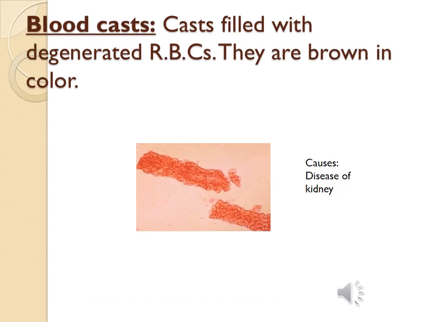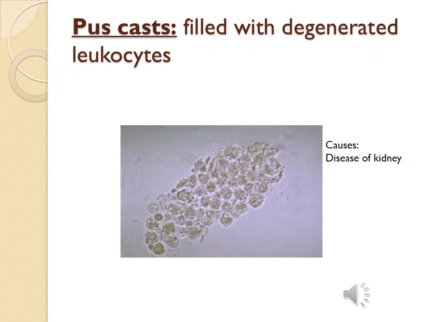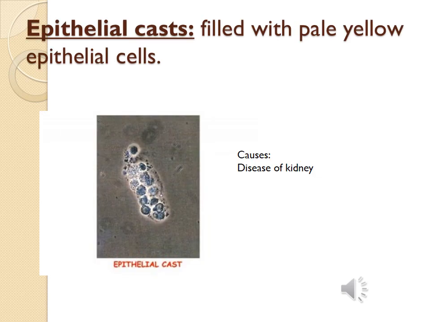RBC cast is reddish brownish in color, and if present, again it indicates disease of the kidney. This is how the WBC cast or pus cast looks. The cells in the cast are granular with granular cytoplasm. If casts are present, it indicates disease of the kidney. Casts of epithelial cells show bigger epithelial cells in the cast, and if a cast is present, it indicates disease of the kidney.